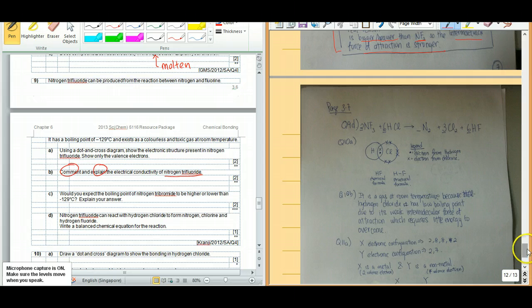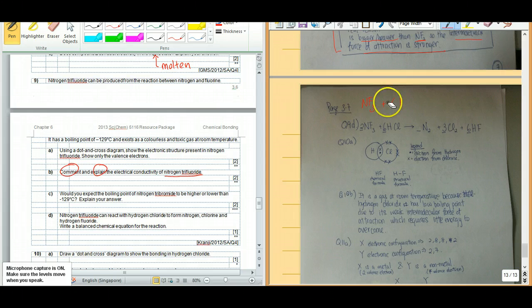Now let's look at 9D here. Nitrogen trifluoride, we have hydrogen chloride. They give you nitrogen, chlorine, and hydrogen fluoride. Balancing the equation: how you can go about doing this, you can start from any one side. In this case here, let's start from nitrogen. So I have two nitrogens on the right hand side, whereas if you want to rewrite the whole thing, initially it looks like this.